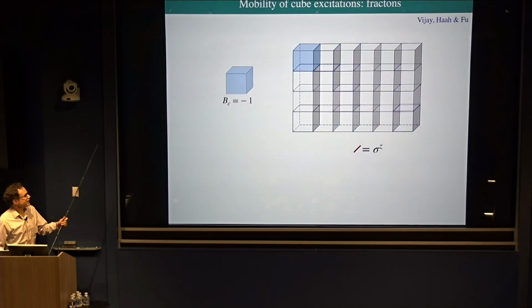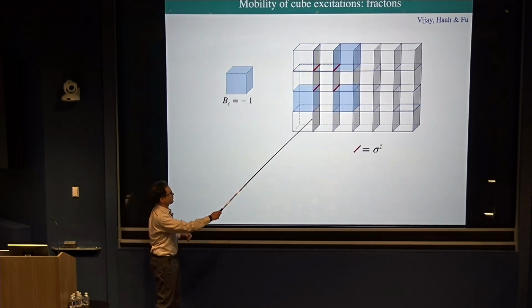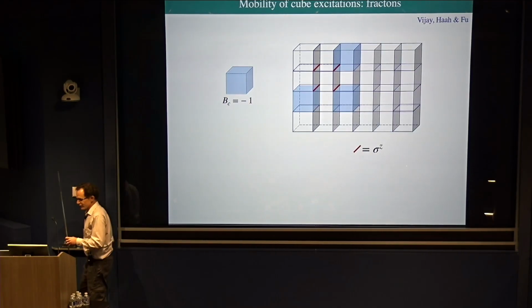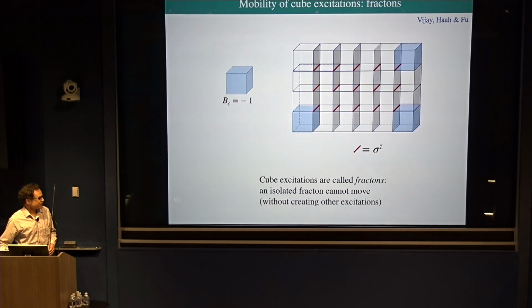Well, if you try to take this cube and move it over to the right, what you find is that there's absolutely no way to do that without creating other excitations somewhere else. This has the consequence that an isolated one of these excitations cannot move without creating other excitations. Excitations like this are what we call fractons, and they give their name to the whole topic.